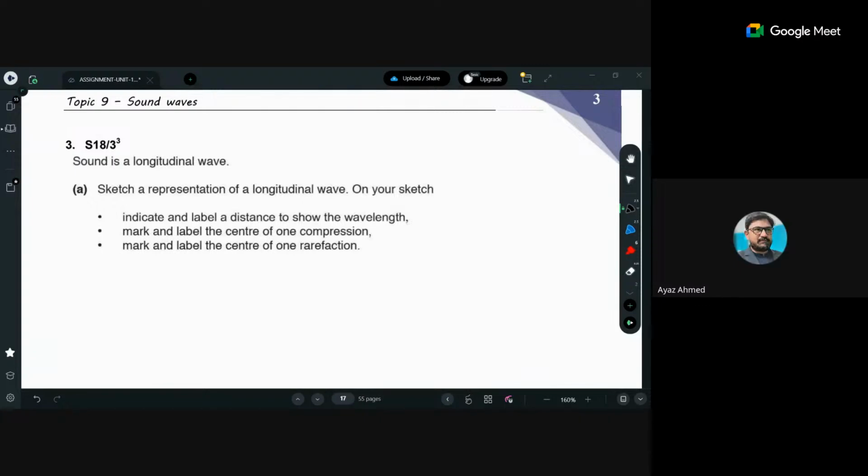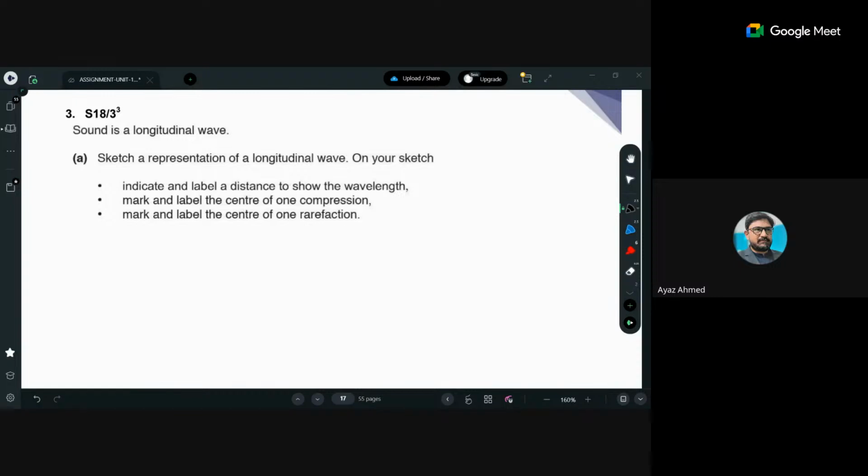Sound is a longitudinal wave. Sketch a diagram that represents the longitudinal wave. Indicate and label the distance to show the wavelength. Mark and label the center of one compression. And what else do you have to do? You have to mark and label the center of a rarefaction. Do you think this practice has been done in the previous question? Yes, actually.